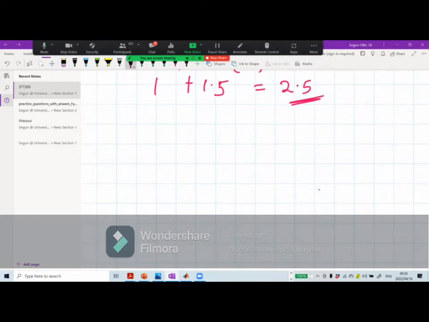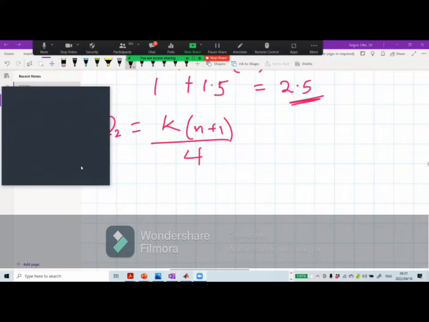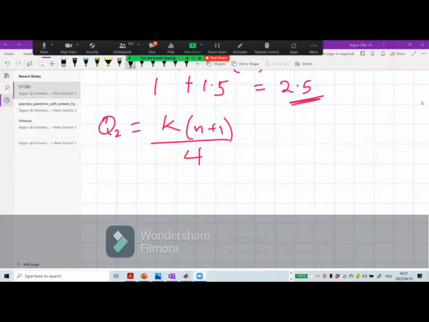Now, number 2, let's calculate Q2. You will understand better now. Remember, anywhere you see K, remember the formula says K in bracket n plus 1 all over 4. Mute yourself, everybody. So I'm just writing the one of K, but if it is 2, we said Q2 equals, anywhere you see K, put 2. 2 in bracket, n is 6, plus 1, divided by 4. So what is the answer, please?